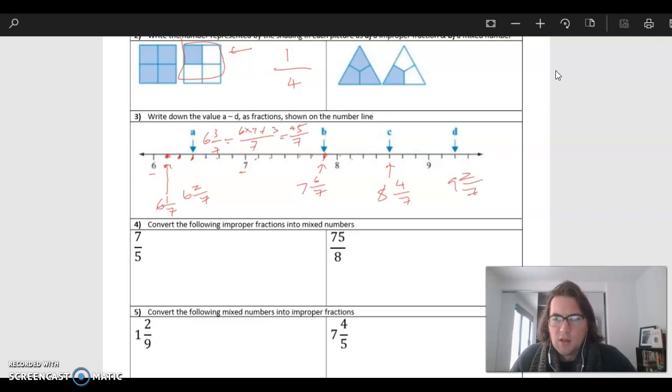Okay, so number line, you've got to ask yourself the question first, how many segments, how many bits are on my number line? Okay, that's your denominator, and then you've got to include the whole and count how many spaces along it is. Okay, that's how you'd answer that.